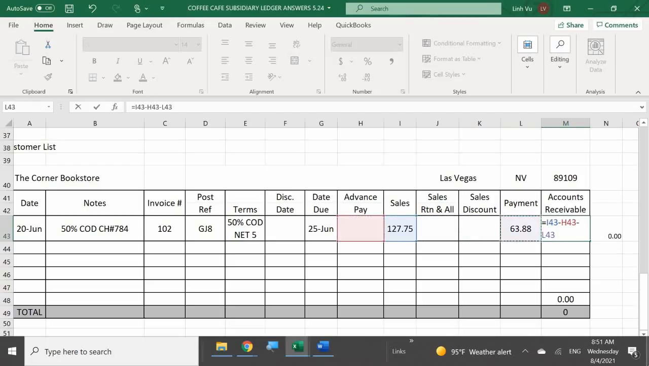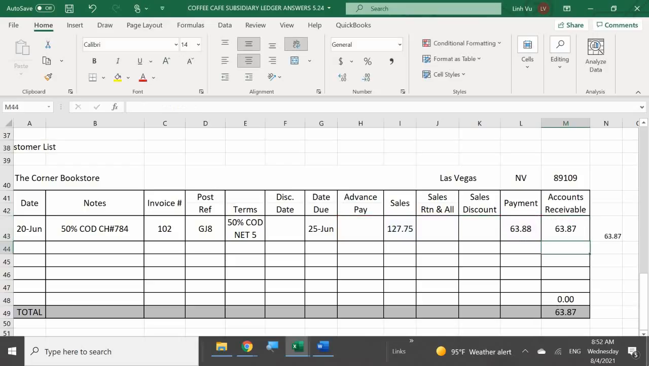So what is the total amount of accounts receivable that this person owes me? The total amount is $63.87. Excellent. Good. And I think that's it, right? That is it for this transaction.